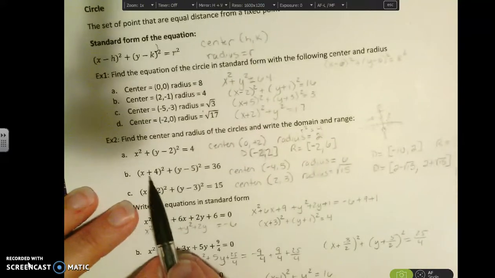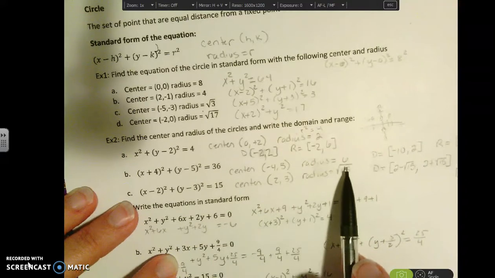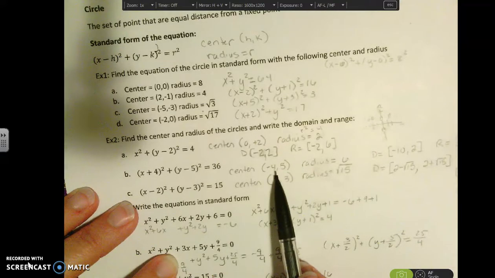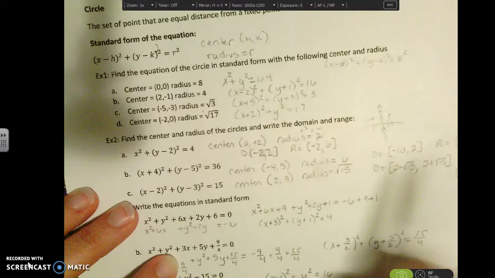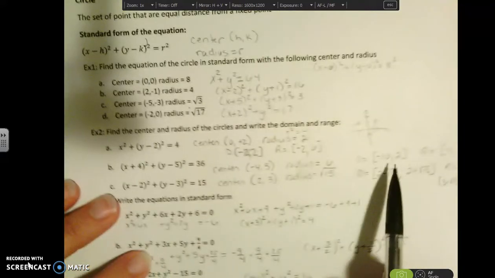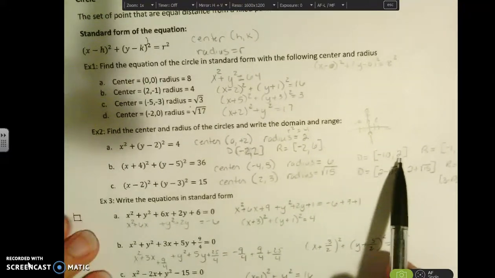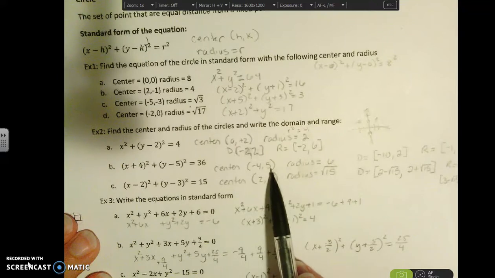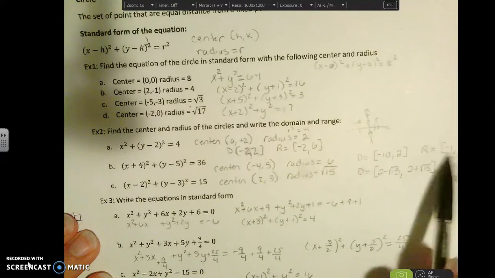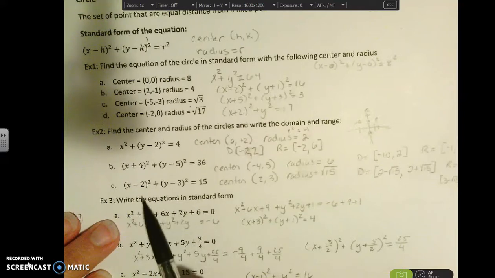Okay, on this one, our center is (-4, 5) and the radius is 6. If I graph that, what ends up happening is I take the -4 and I add 6, and I take the -4 and I subtract 6. So that's where I come up with the domain of -10 to +2. And then I take the 5 and I add 6, and I take the 5 and subtract 6, and that's where I come up with the range of -1 to +11. And you can always graph these to see it better.